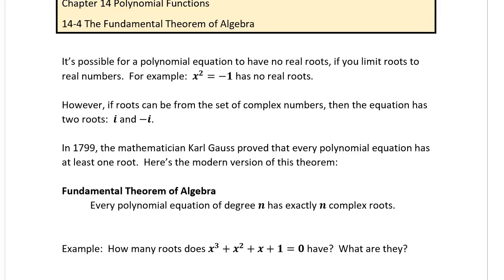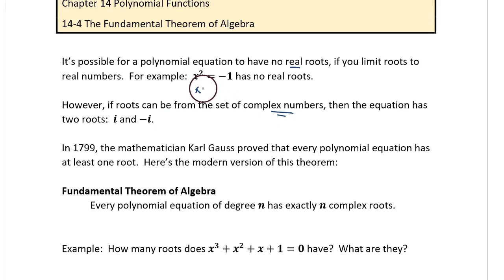This video is for section 14-4, the fundamental theorem of algebra. It's possible for a polynomial equation to have no real roots if you limit the roots to real numbers. For example, x squared equals -1 has no real roots. However, if the roots come from the set of complex numbers, then the equation would have two roots, right?